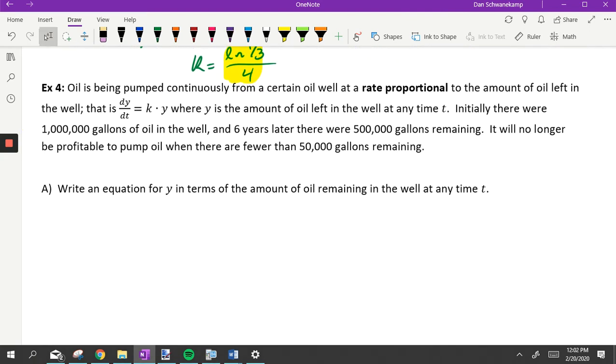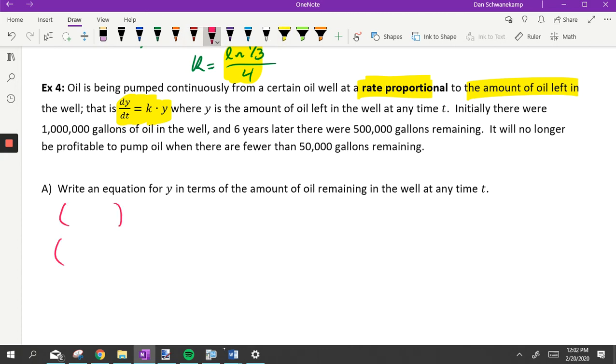Stay with me, please. Oil is being pumped continuously from a certain oil well at a rate proportional to the amount of oil left in the well. Okay, so rate proportional to the amount of oil left. That means that dy over dt is going to be that equation right there. Initially, there was 1 million gallons of oil in the well, and 6 years later, there were 500,000 gallons remaining. It will no longer be profitable to pump once we've got less than 50,000 gallons.